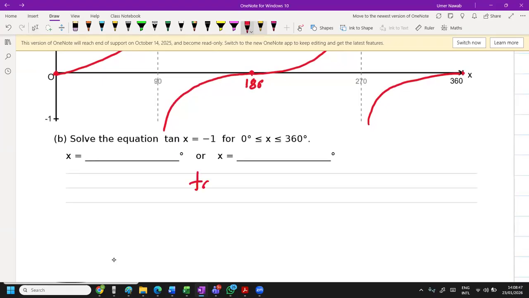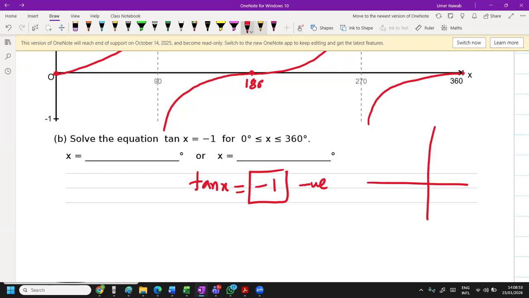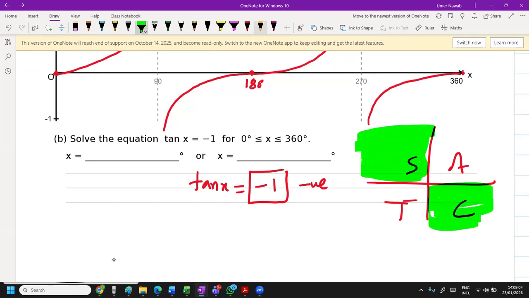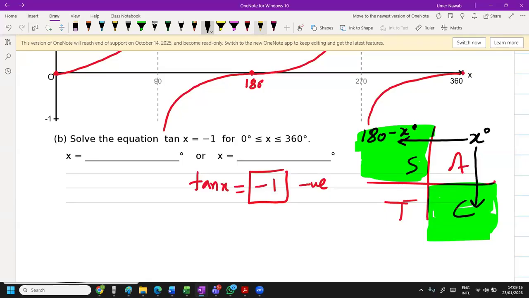Now tan of x equal to negative 1. So I got a negative answer, as per ASTC. Tan is negative in this quadrant and in this quadrant. Through the quadrant diagram, if you get x, transfer x here, the formula is 180 minus x, and transfer the x here, so the formula is 360 minus x. But can I get my x? The reference angle, I told you, ignore the negative sign, just write inverse tan of 1.